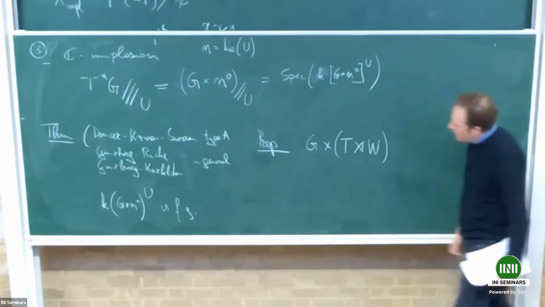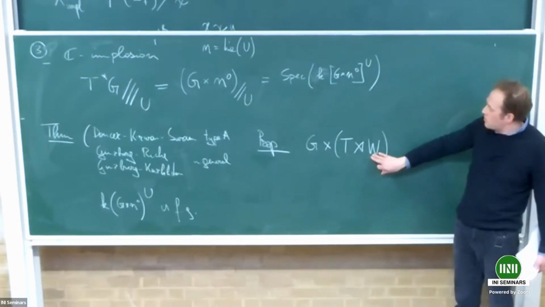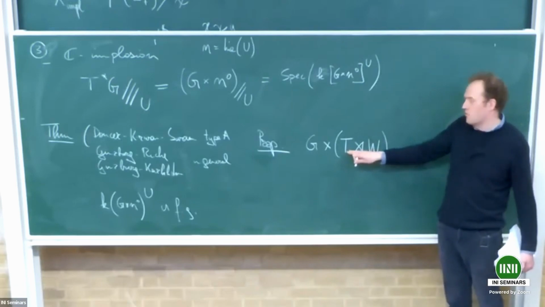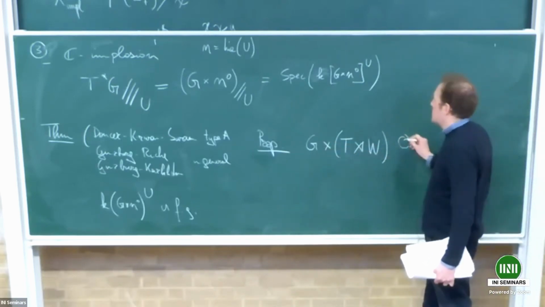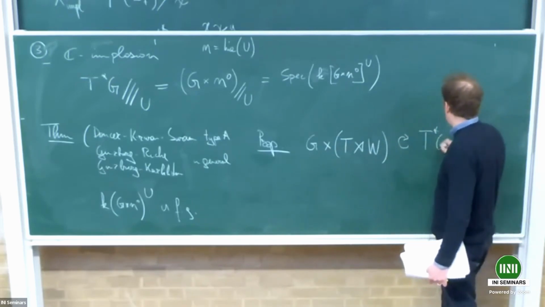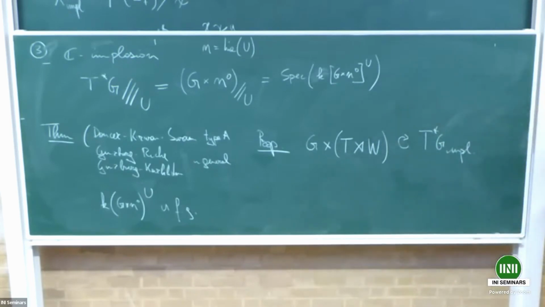So we have a semi-direct product of the maximal torus and the Weyl group. This group often is the normalizer of the maximal torus, but not always. But this group always acts on my implosion. I'll just write it like so, T-semidirect-W acting on the G implosion. And so this is something really new.